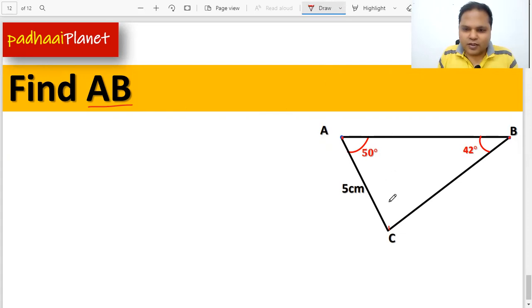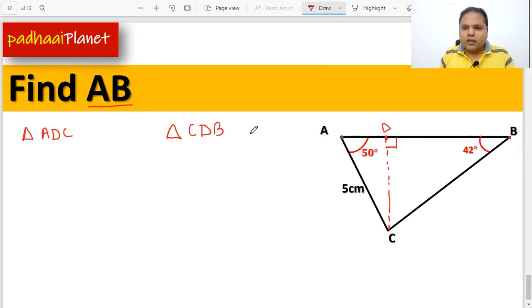So what we can do is we can simply drop a perpendicular from C to the line AB, right? So this is our perpendicular, and that's why this angle is 90 degrees now. Now let's also have this point as D, correct? So now we have got two right angle triangles. One of them is triangle ADC, and the other one is triangle CDB, right?